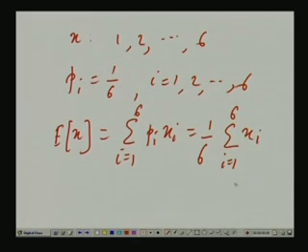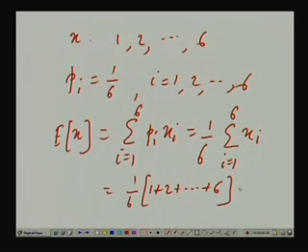Then the sum of x_i, that is 1 plus 2 plus up to 6. Okay, how much is this? This is equal to 3.5. Yes. So, this is the mean.